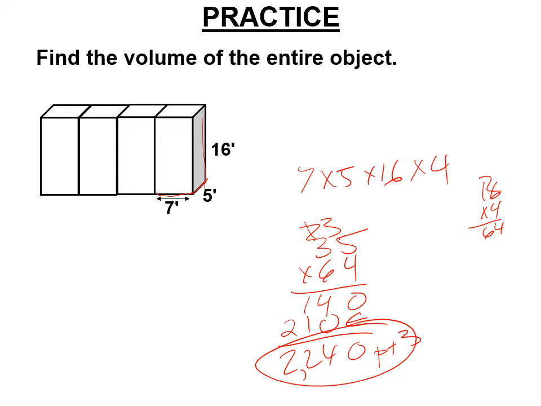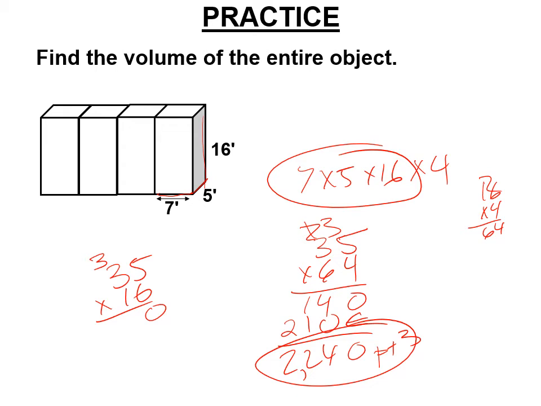Right now, the way I did it, I didn't really calculate what one of them is. So let me just do one of them. One of them is 35 times 16. 6 times 5 is 30. 3 times 6 is 18, plus 3 is 21. Step over. 1 times 35, 6. So one of them is 560 cubic feet, and hopefully 560 times 4 will get us the same answer, 2,240 cubic feet.